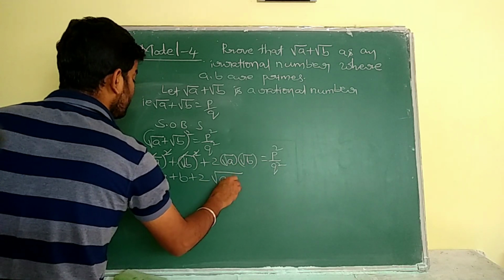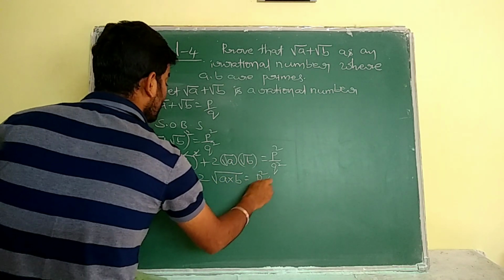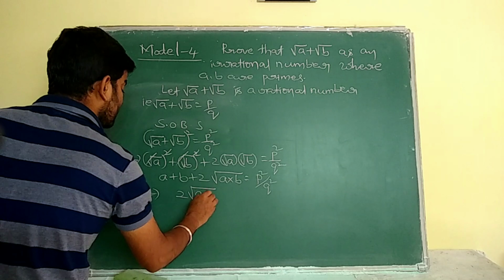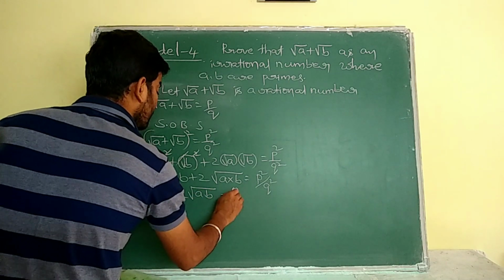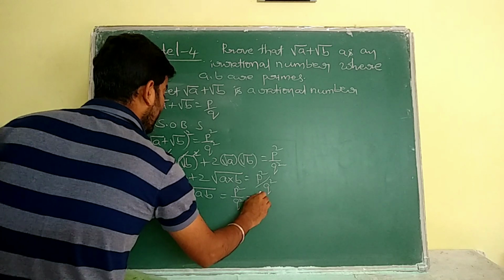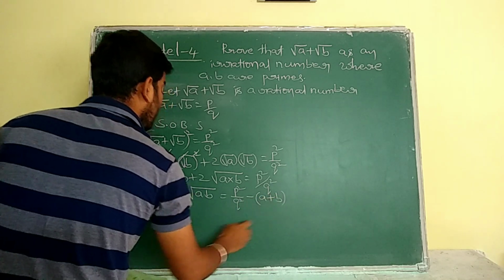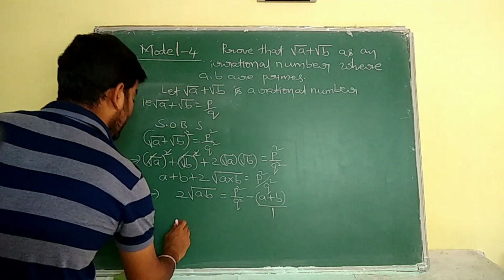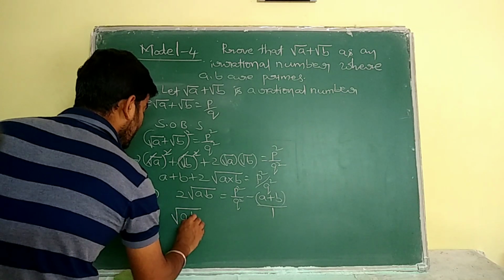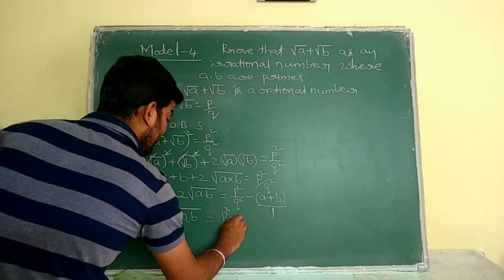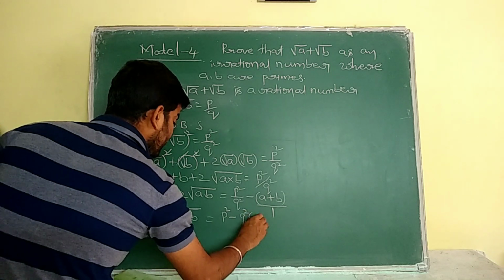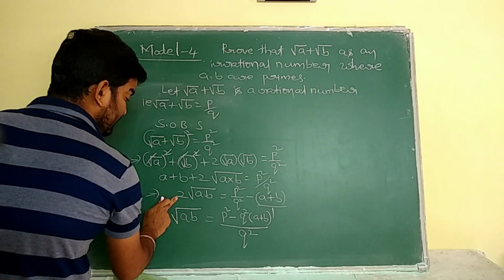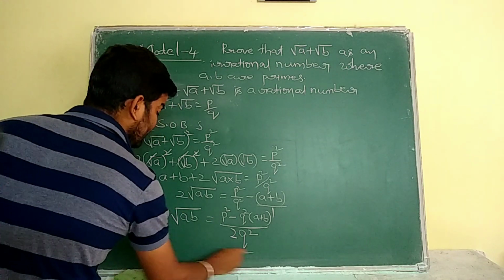We know that root a into root b is root ab. I want only the radical value on the left side. So 2 into root ab is equal to p square by q square minus (a plus b). Meanwhile I will do the LCM. Root ab is equal to (p square minus q square into (a plus b)) by q square, and the 2 multiplies, so by transferring to the other side it will divide.